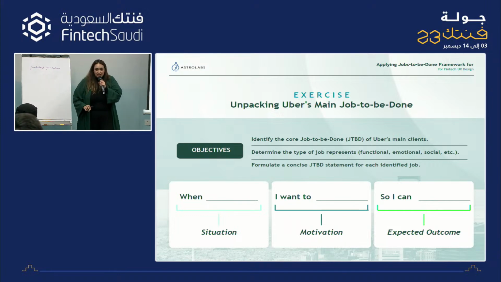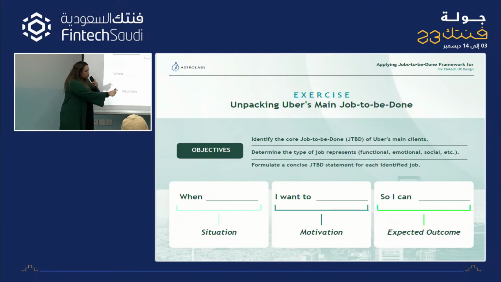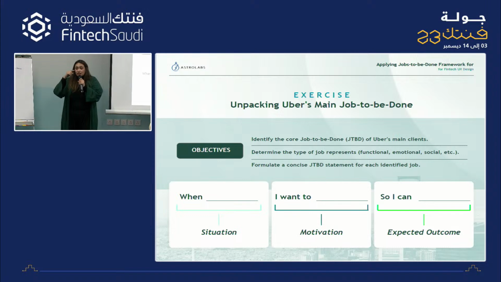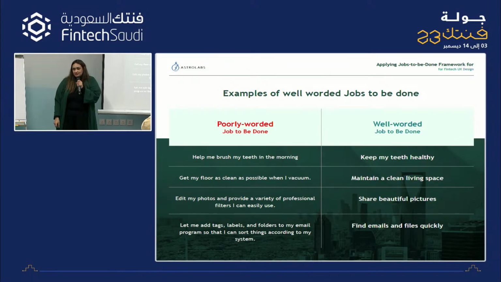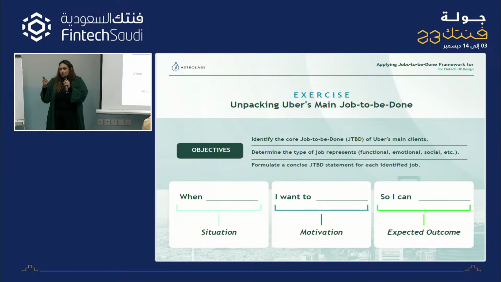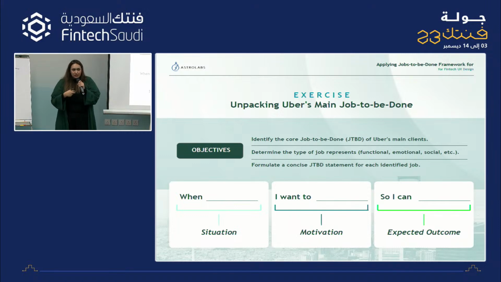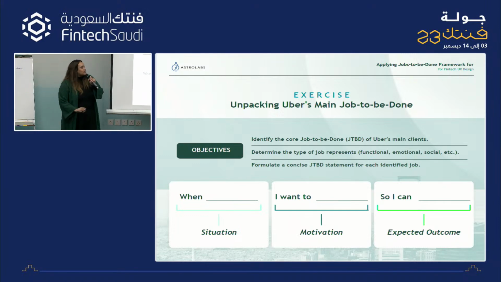It's not a requirement, but the goal is that this makes it easier for you, so that you can find out what is the situation, what is the motivation, and what is the expected outcome. So the sentences that we saw before, let's actually go back to the sentences. Those are outcomes. That's the last side of the statement. So these are outcomes, right? So here you have to figure out what the situation is. What is the motivation behind it? So it's a functional, emotional, what is the motivation behind it? And the last thing, what is the expected outcome? Okay, so let's do this together.